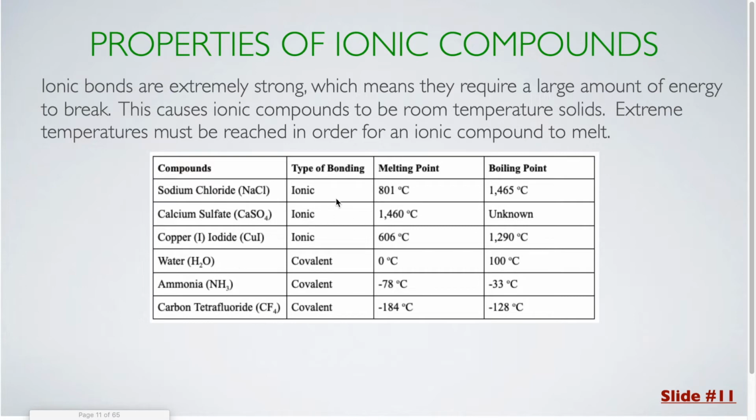In the table below, we have 3 ionic compounds versus 3 covalent compounds. You can see that all 3 of our ionic compounds melt at fairly high temperatures, all well above 500 degrees Celsius, and that our covalent compounds melt significantly lower than that.